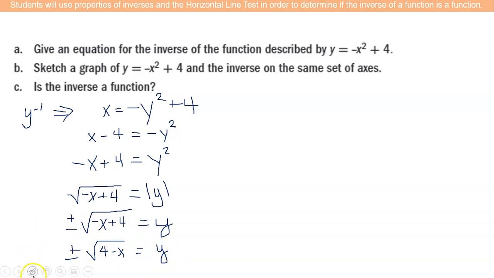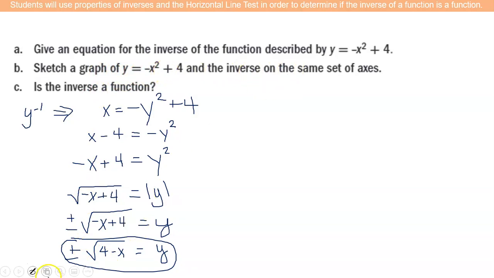Okay, so what we're going to do is just pause for a second. Take a second, follow the algebra. That's what this is. This isn't trig. This part is algebra. We just solved that equation. Now it says to sketch a graph and the inverse on the same set of axes.